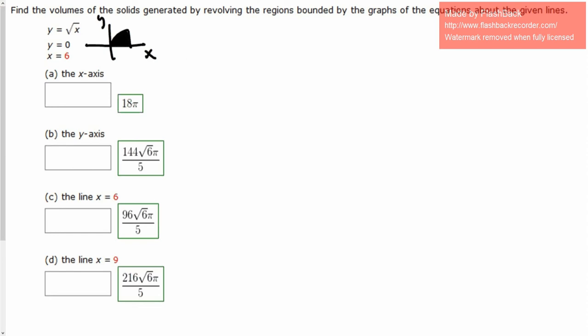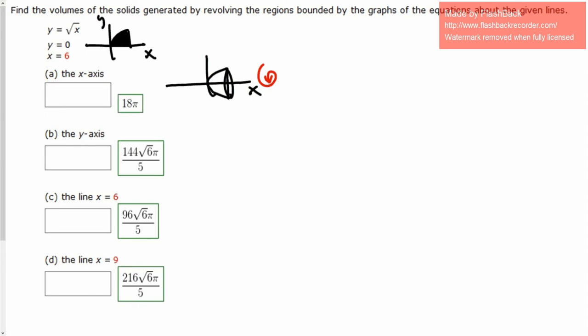Now, we keep changing the axis of revolution, and so the graph can get complicated, but no problem. Let's look at part A. So here we have this graph, but it's revolving around the x-axis. If that be the case, then it looks like this. So this guy is revolving there.